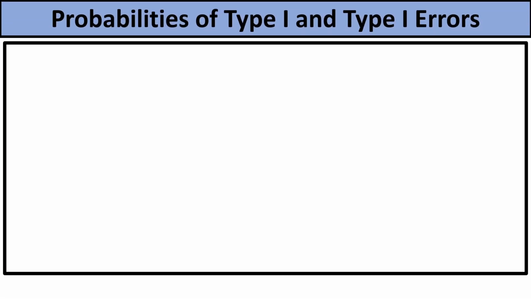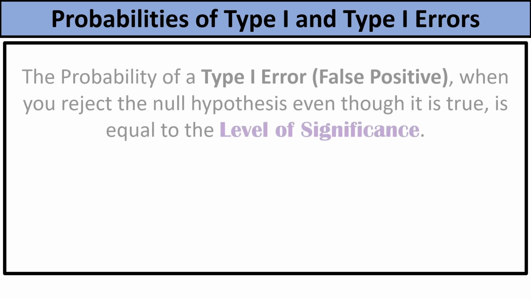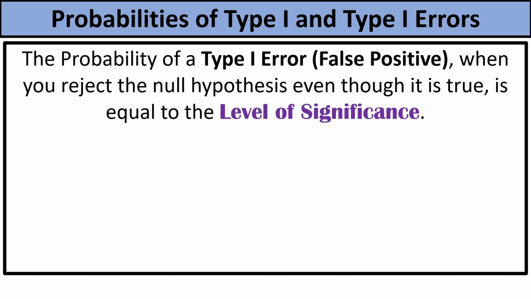Now let's just talk about type 1 and type 2 together. Again, the probability of a type 1 error, when you reject the null hypothesis even though it's actually true, is equal to the level of significance of the test. That's something we can control. So we say that the probability of a false positive is equal to alpha. Alpha is the symbol we use to indicate the level of significance of the test.